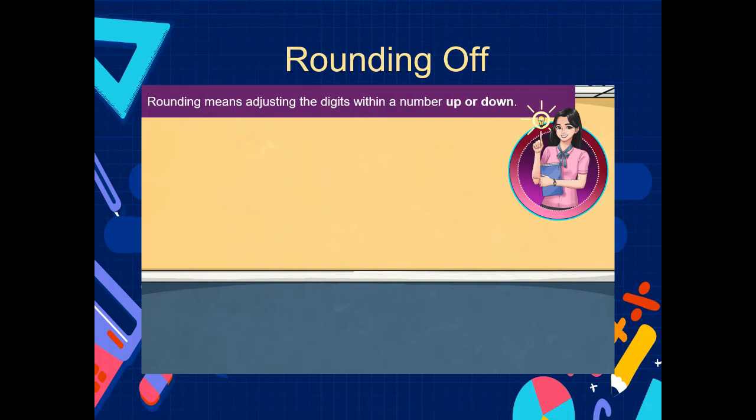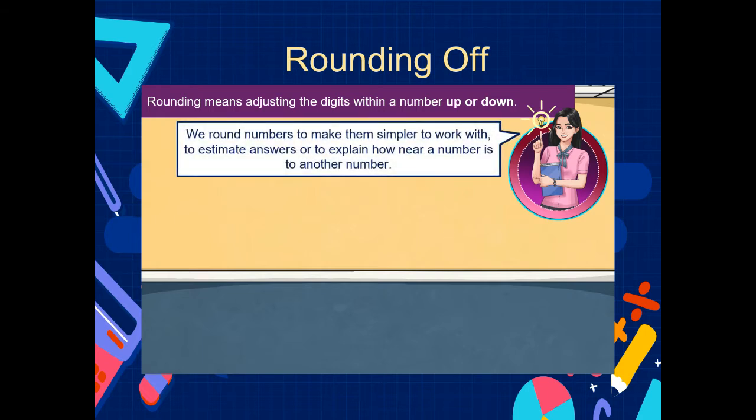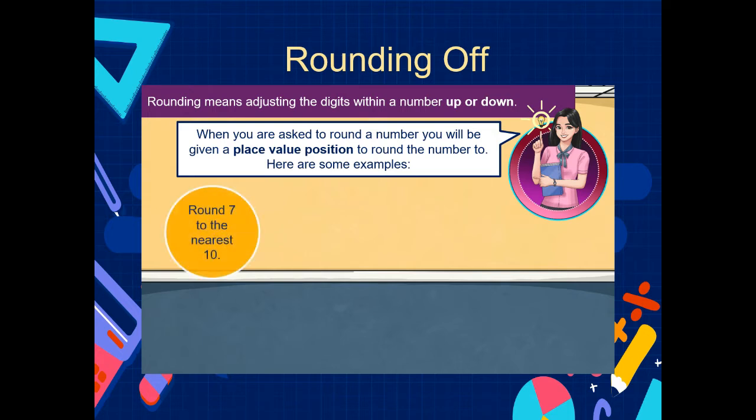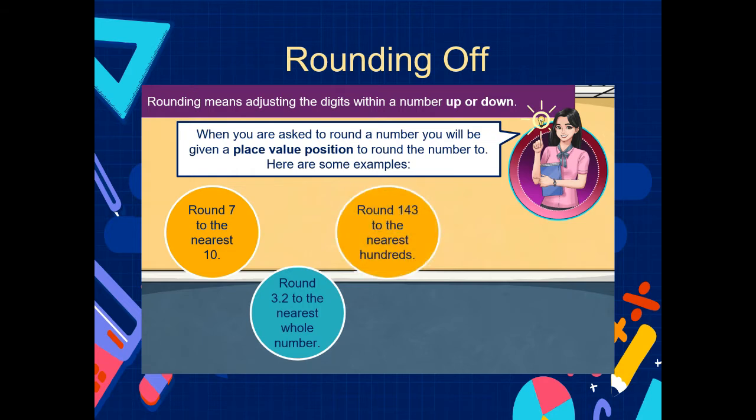Rounding means adjusting the digits within the number up or down. We round numbers to make them simpler to work with, to estimate answers, or to explain how near a number is to another number. When you are asked to round a number, you will be given a place value position to round the number to. Here are some examples. Round 7 to the nearest 10, round 3.2 to the nearest whole number, round 143 to the nearest hundreds, round 5.78 to the nearest tenths.